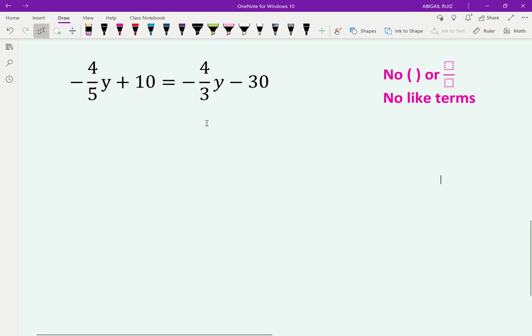Okay, so let's figure this out and be observant. Who has the minus, who has the letter, and how many terms we have in here. As you can see on the left side, we have two terms: the negative 4 over 5y plus 10. And if you jump to the right side, you have a negative 4 over 3y minus 30. So in total, you have 4 terms: 1, 2, 3, and 4. You're going to multiply 5 times 3 on those 4 terms.